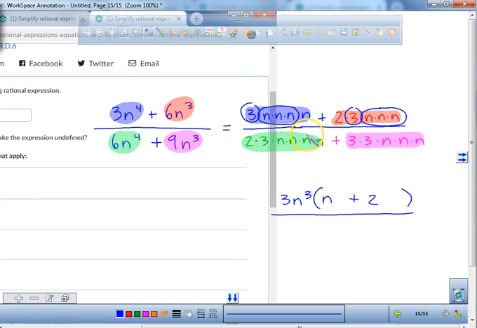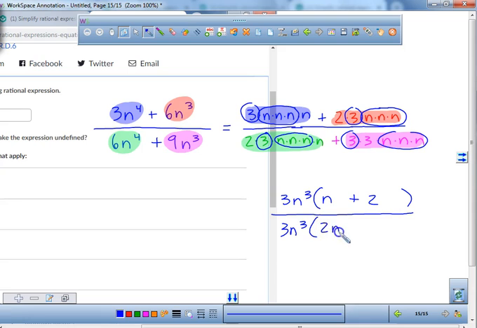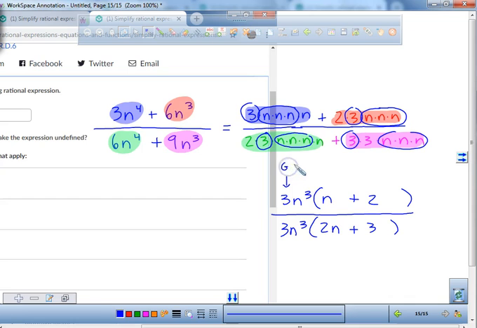Over here, it looks like we have another n cubed and an n cubed. We have a 3 in common and a 3 in common. So once again, we're going to factor out 3n cubed, but this time what do we have left? 2n plus 3. So what we've done, what do we call 3n cubed? It's called the greatest common factor.